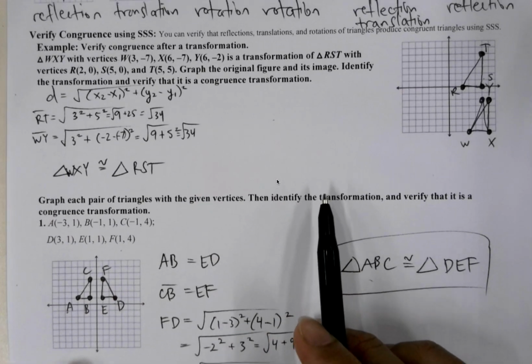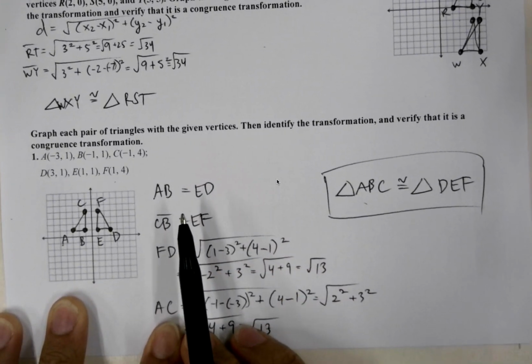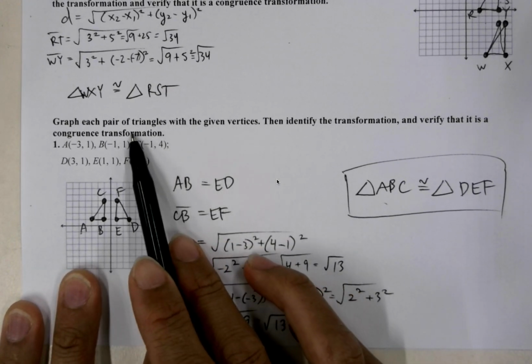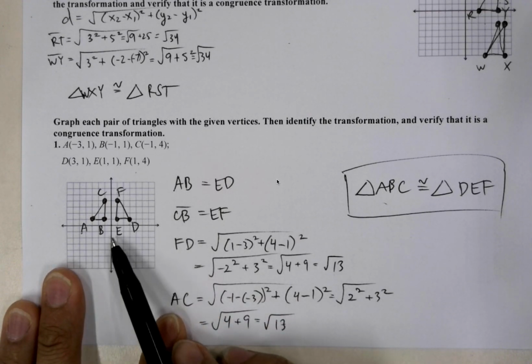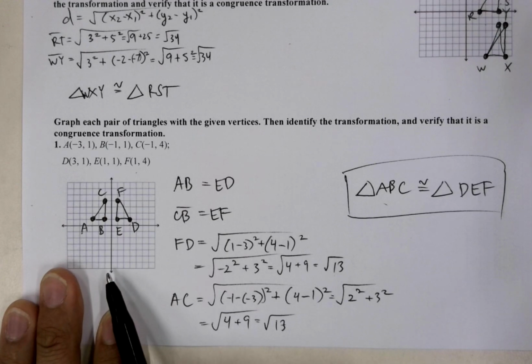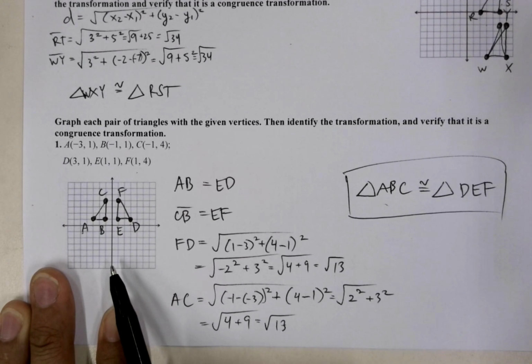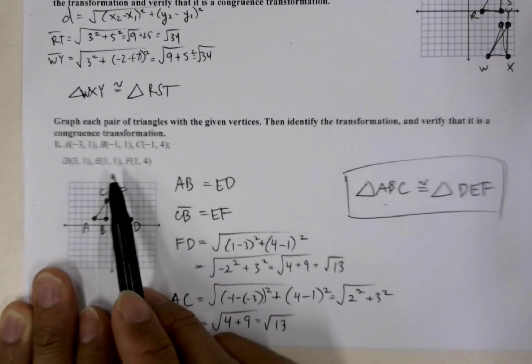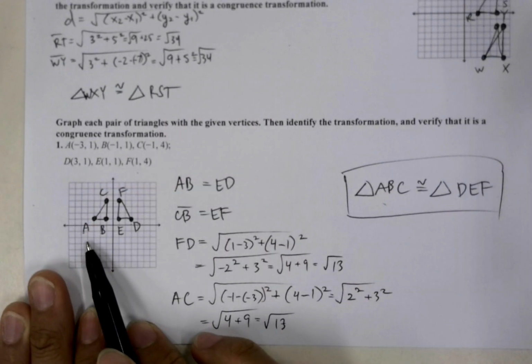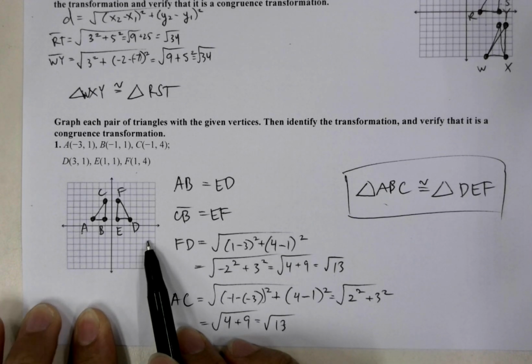Alright, so for our problem here, we are asked to graph the triangles with the given vertices and then identify the transformation. So looking at the graphs, we can see that it's a reflection on the y-axis, right? So folded along the y-axis to get from ABC to FED.